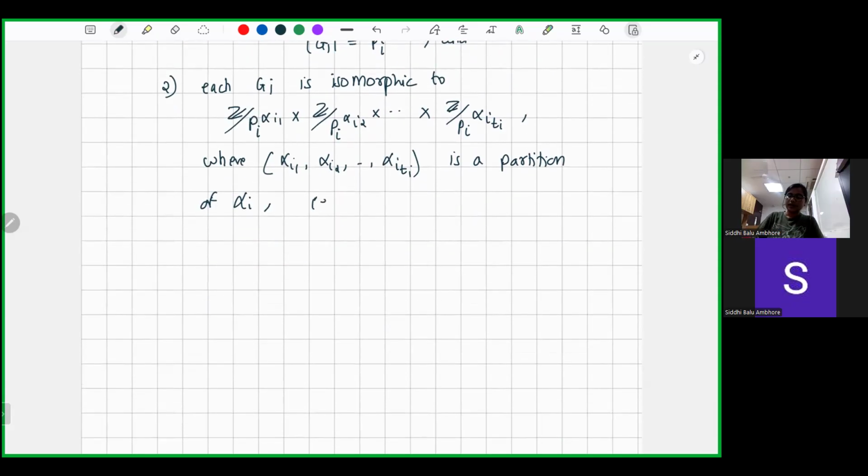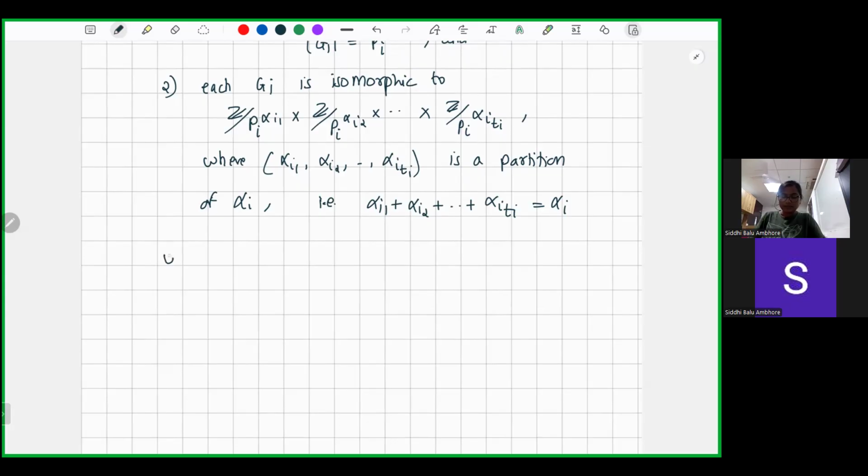That is, a partition of alpha i means this alpha i1 plus alpha i2 up to alpha i t i is my alpha i. This is what partition of this group means. So let us try to understand it with a small example.